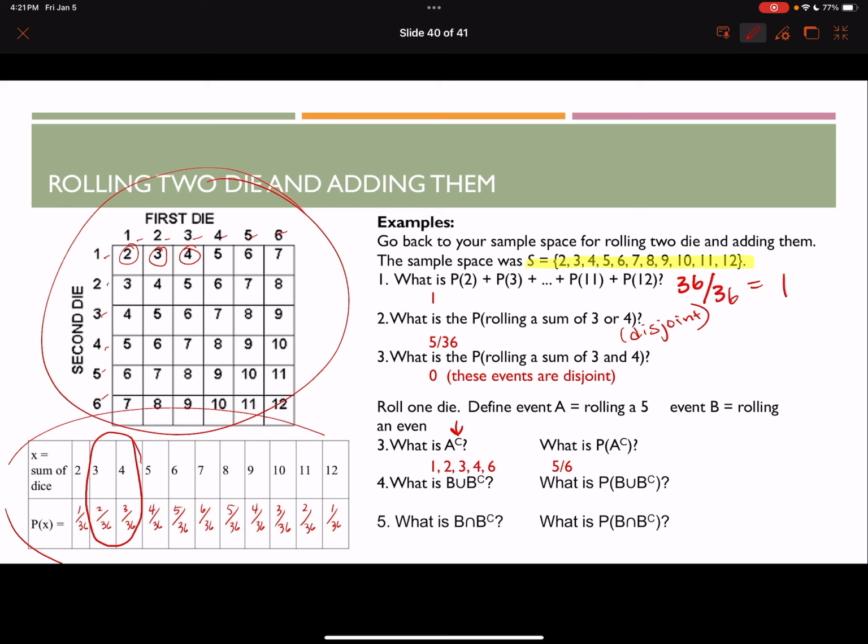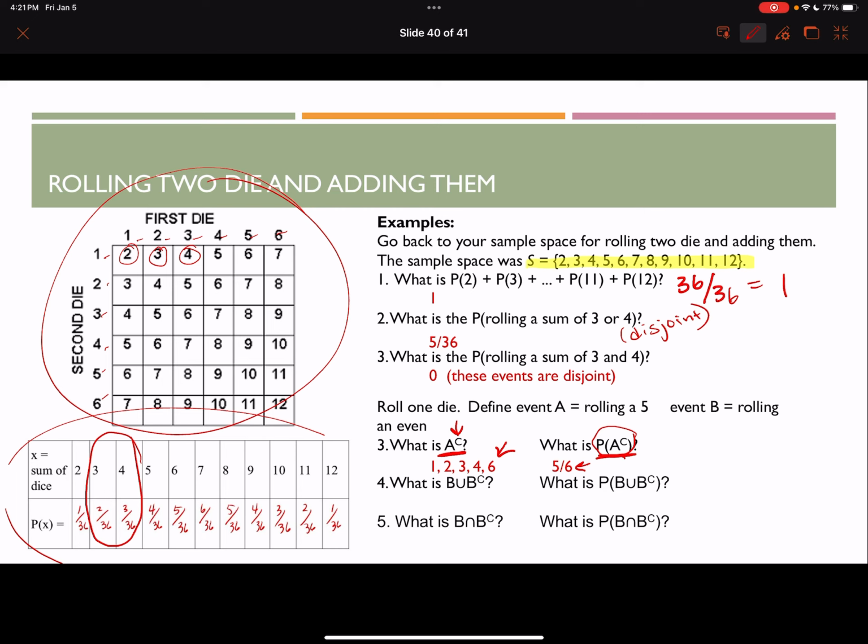If I say, what's the probability of A complement? That's when I want to say, 5 out of 6. Notice the difference between the two things. If I say what's A complement, it means list these all out, find the probability. That's when you calculate that probability.